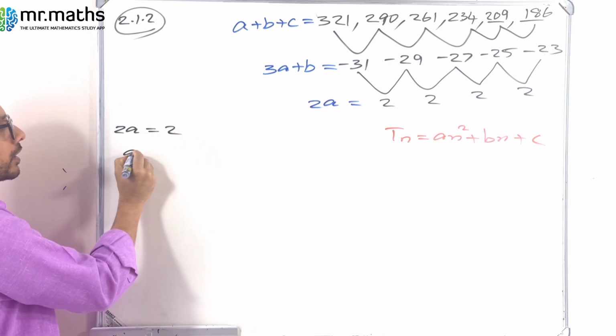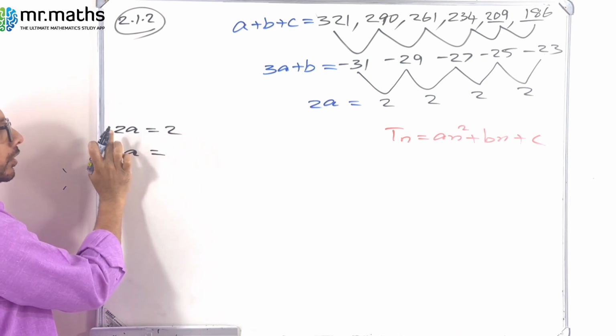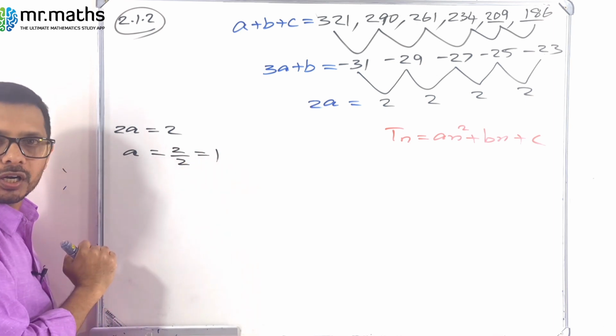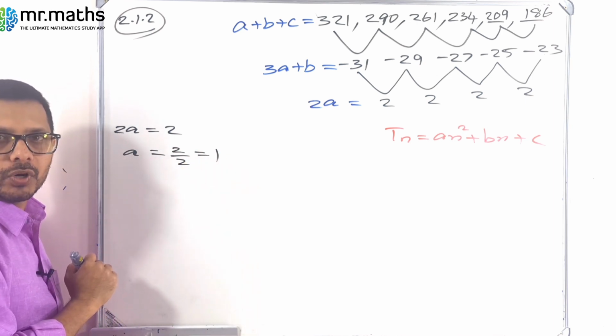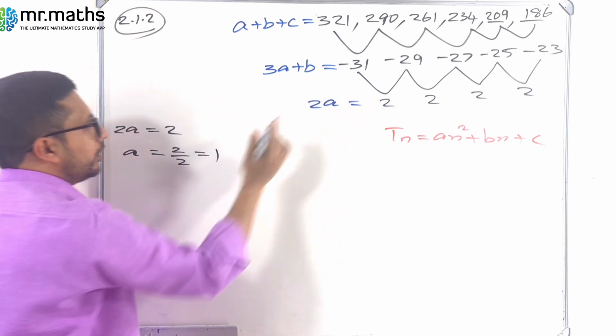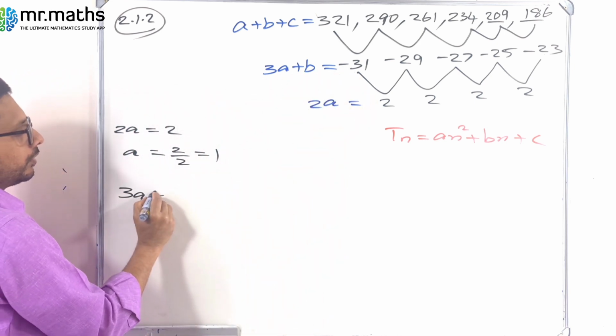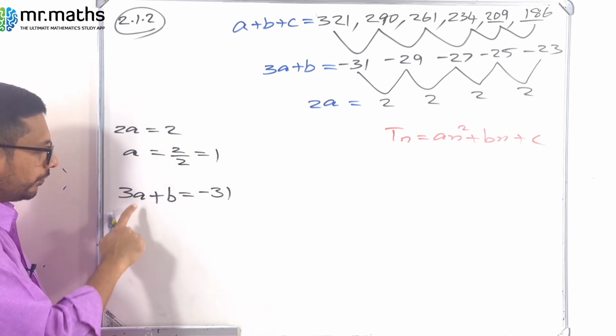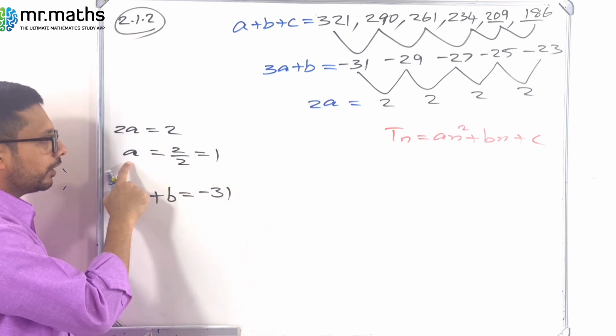So from there, what is a? Here it is multiplication. So if I take this 2 to the other side, it is division. 2 by 2 is 1. So the value of a is 1. Now take the second equation. What is the second equation? 3a plus b is equal to minus 31. So we already know what is the value of a. a is equal to 1.